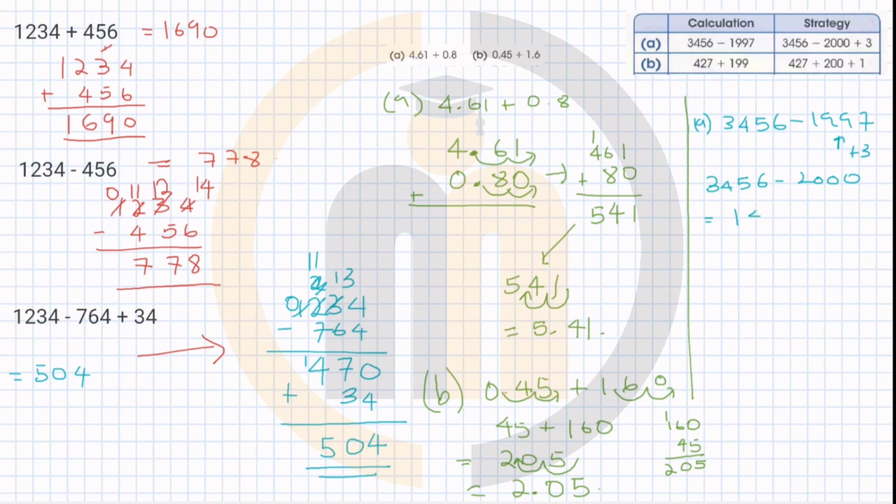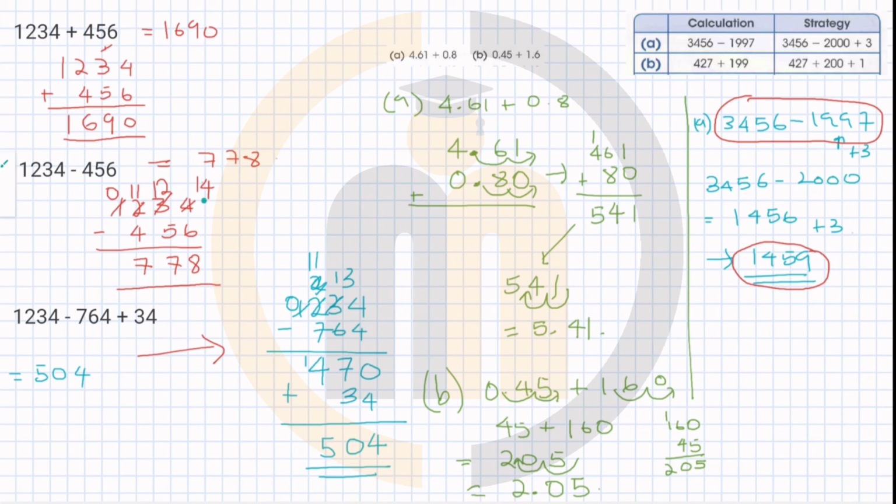Right, we get 1,456. Okay, now this 3 that we added to make this 2,000, we have subtracted a bigger number, so we have to add this back into it. So your final answer will be 1,459. Alright, so this is the answer to the first question here, the question at the top. 3,456 minus 1,997. This is the answer to it. Okay, now bear in mind, because it's subtraction, you have to add back the 3 that you've added.